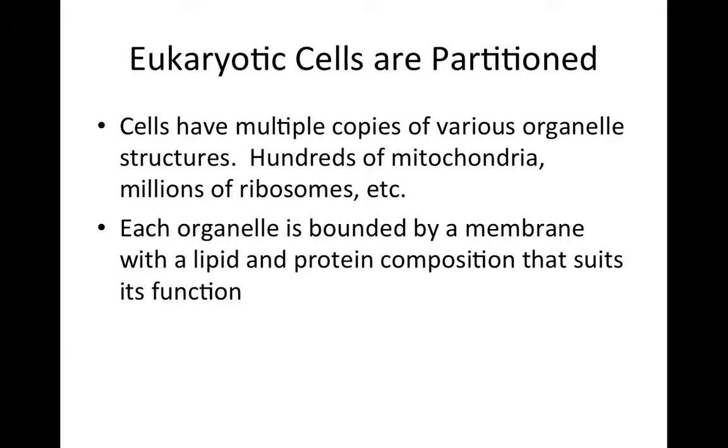So again, eukaryotic cells are partitioned. Remember, all cells have multiple copies of various organelle structures. Depending on what the cell's specific function is, it could have hundreds of mitochondria and millions of ribosomes, for example. Each of these organelles is bounded by a membrane with a lipid and protein composition that suits its function.